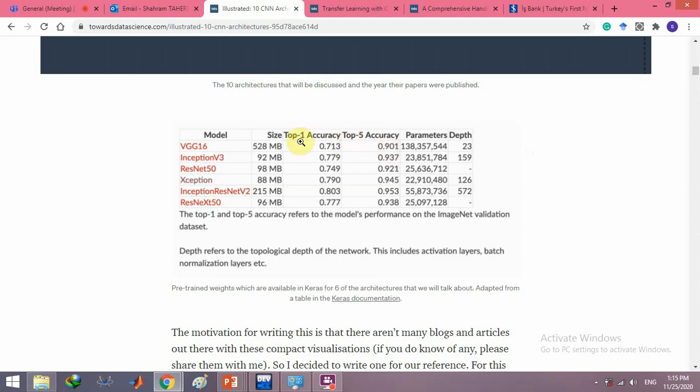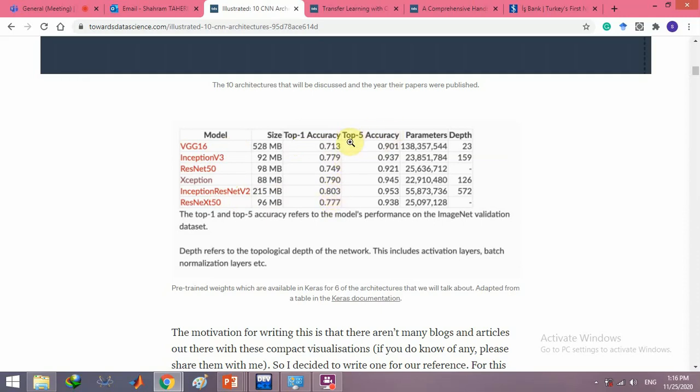There are two evaluation metrics. Top 1 accuracy means that the output of the system will be one label and it can be checked against the actual label. For the VGG16, the accuracy is 71%. So in 71% of the cases, the predicted label and the actual label are the same. As you can see, for the other advanced architectures, this accuracy gets higher and higher. For example, for Inception ResNet version 2, the accuracy becomes 80%.